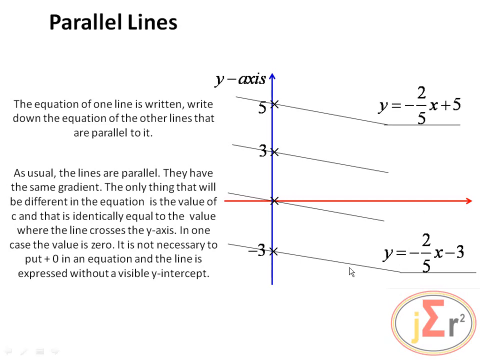So they are parallel, so they have the same gradient. They therefore have the same x coefficient. And of course, what is going to be different? The y-intercept, which is right there. And the same thing is done right there. Same x coefficient, because this is the gradient, so same gradient, and the intercept is 3. And this one passes through the origin where the value of y is equal to 0, so it should have been negative 2 over 5 x plus 0, but we do not need to have that 0 included.